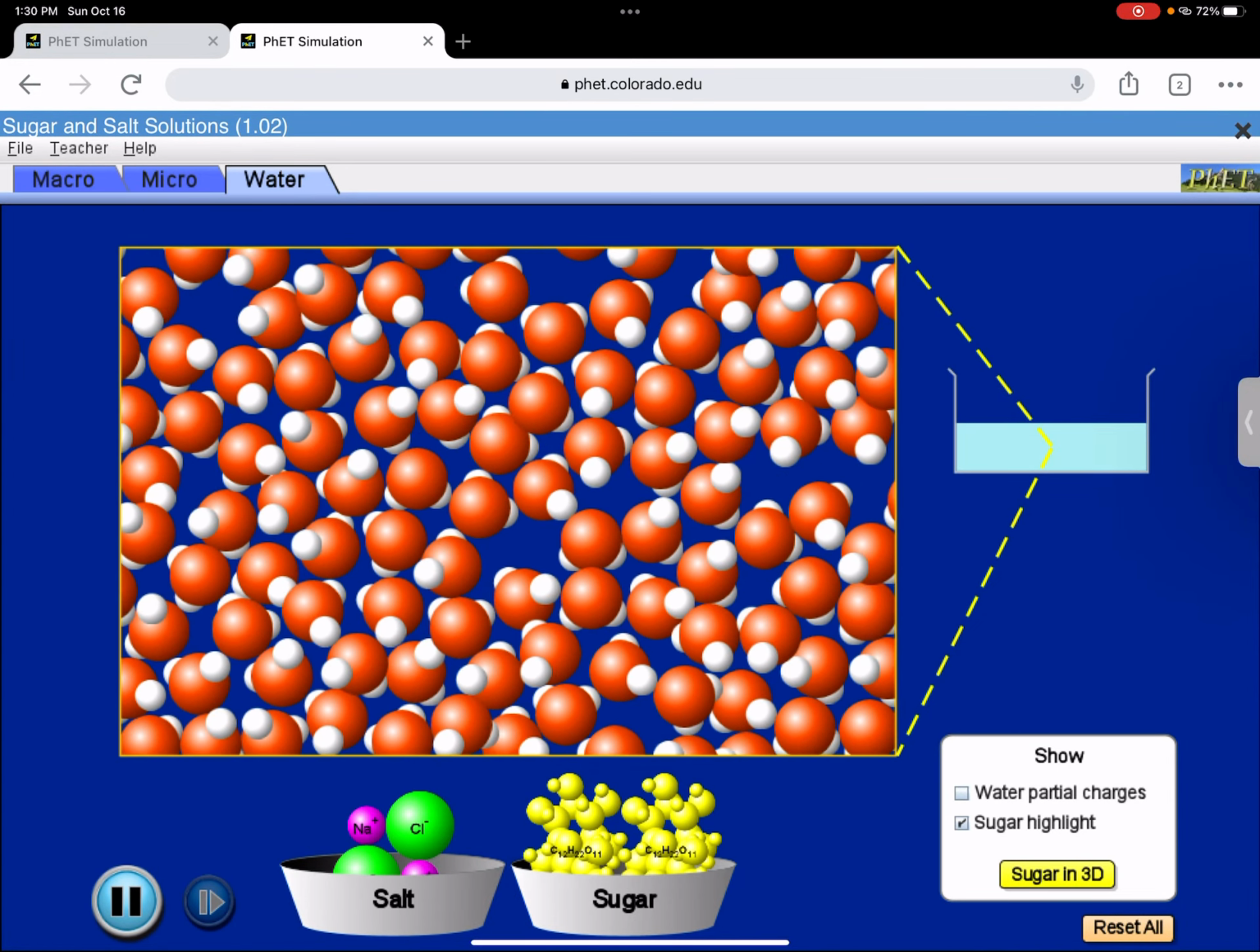But I'm going to stick this in the water, and what's going to happen is that the chlorine is going to get attracted to those positive hydrogens, and then the sodium, which is positive, is going to get attracted to the negative side. So when we put it in, there we go. And notice that everything and everyone is still moving.